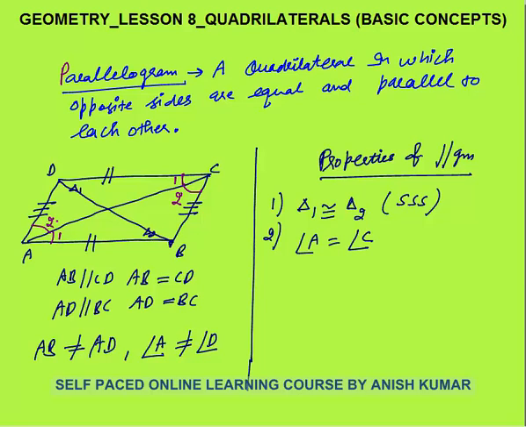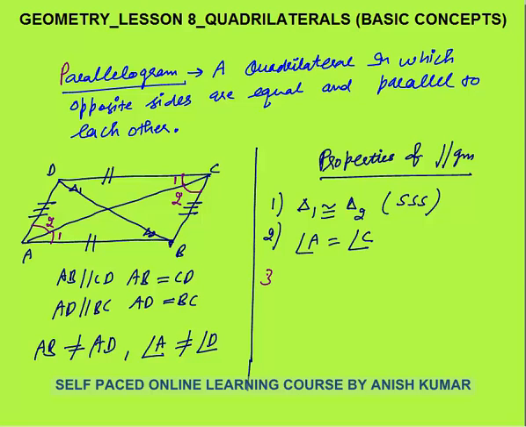Again alternate interior angles. Now you can see that AD and BC are the parallel lines, and can I say that AC is a transversal. So these two angles will be equal, angle 2 and 2, alternate interior angles. Now you can see that angle A is equal to angle C. Angle A is 1 plus 2, angle C is also 1 plus 2. So opposite angles are equal in a parallelogram.